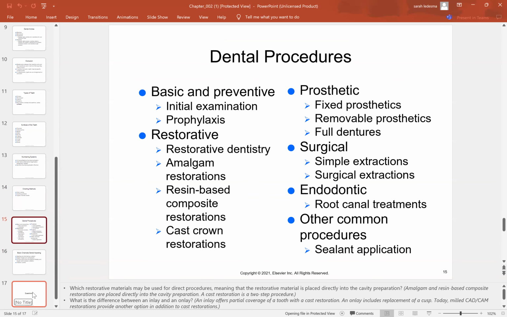And the dental procedures that you could see can include basic and preventative, restorative, prosthetic dentistry, surgical, endodontic, and then any other common procedures such as sealant application.